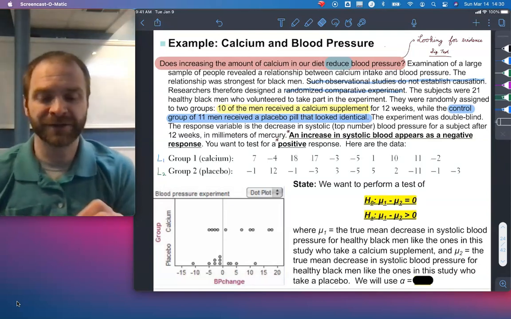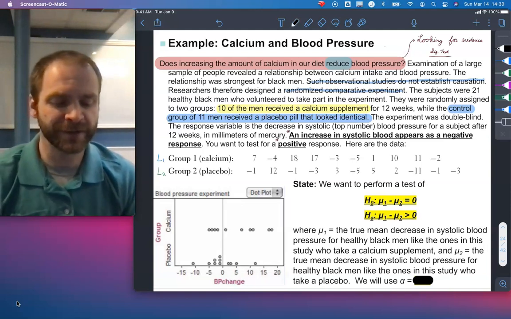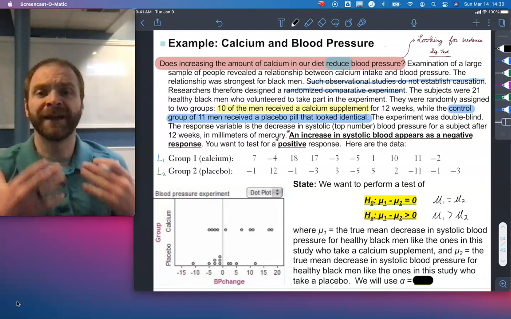Now you can see here how it's written. Again, I'll write it the way we do in class. We say mu1 equals mu2. In this case, we would say mu1 is greater than mu2. So pay attention there.